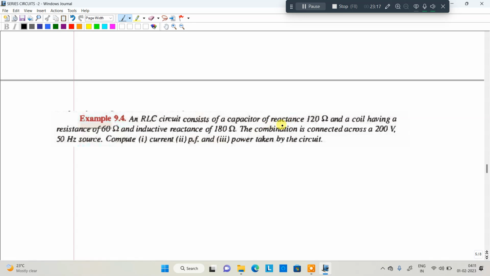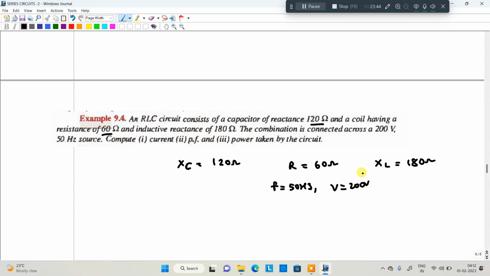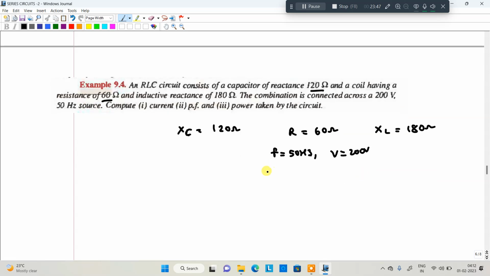An RLC circuit consists of a capacitive reactance XC equal to 120 ohms, having a resistance R equal to 60 ohms, and inductive reactance XL equal to 180 ohms. The combination is connected in series with a frequency of 50 Hz and a voltage of 200 volts. Now they are asking about the current, power factor, and power taken from the circuit.